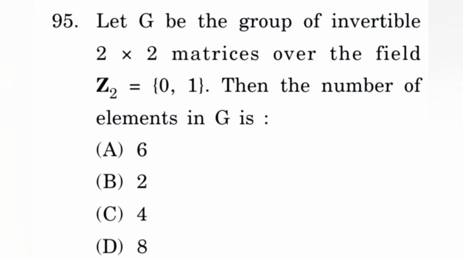This question is from the SET examination. The question is: let G be the group of invertible 2 cross 2 matrices over the field Z2, where Z2 is equal to {0, 1}. Then the number of elements in G is? We have 4 options. Option 1 is 6, option 2 is 2, option 3 is 4, and option 4 is 8.